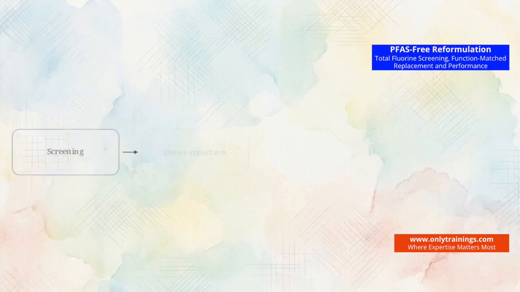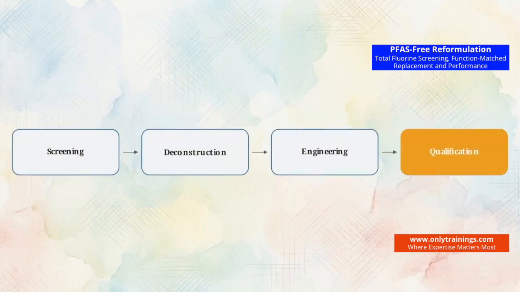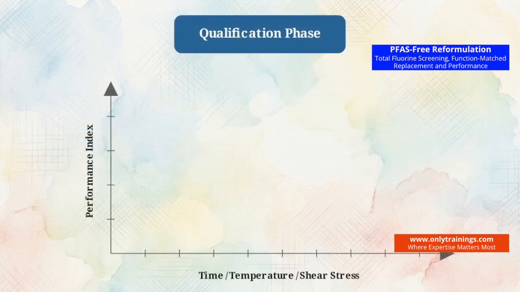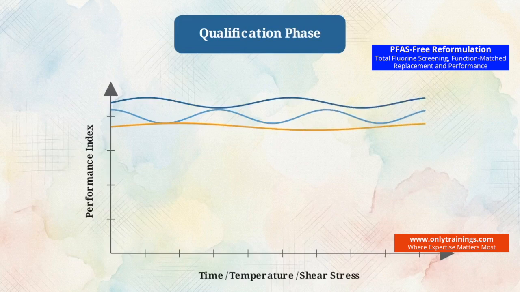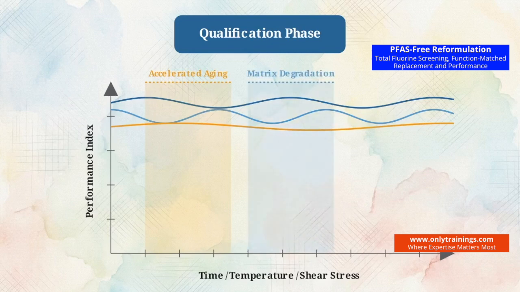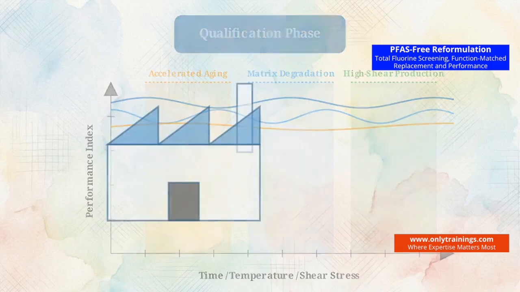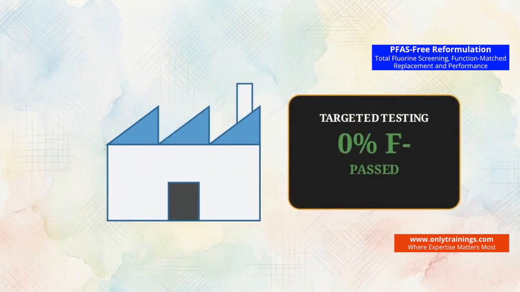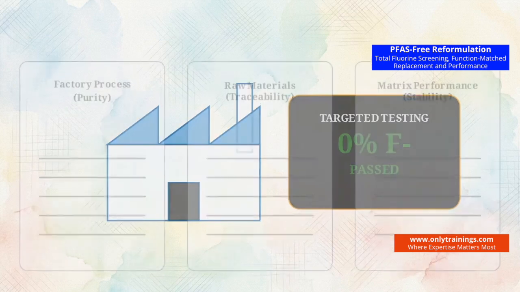This brings us to the final stage of the workflow, ensuring your newly engineered matrix can actually survive the realities of commercial production. This chart shows what a robust qualification program looks like. Laboratory scale success means very little on its own. You must track the formulation's performance as it holds steady against accelerated aging, matrix degradation, and high shear production variability. Qualification also mandates targeted testing on the finished scaled product to guarantee processing equipment hasn't reintroduced fluorine.